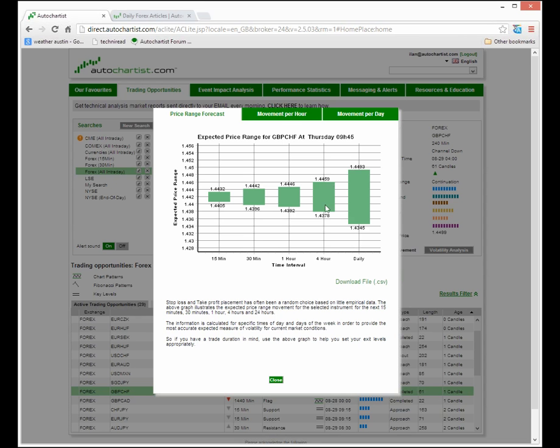at different times of day, for every hour of the day. For a more precise indication of what's going on right now in the market, you click on this price range forecast, which gives you a 15-minute, 30-minute, 1 hour, 4 hour, and 24-hour outlook of the price range for GBP Swiss franc.